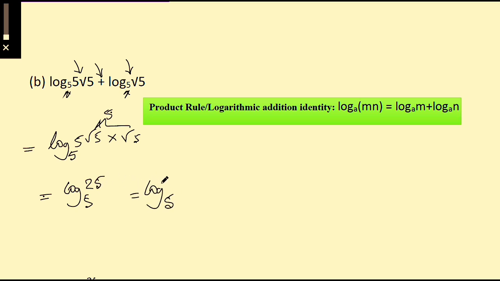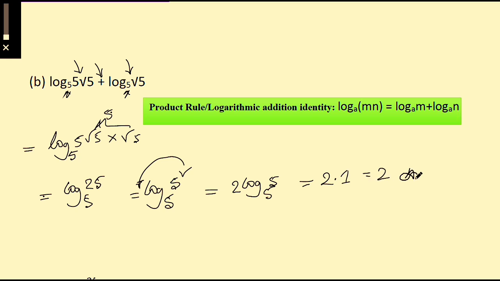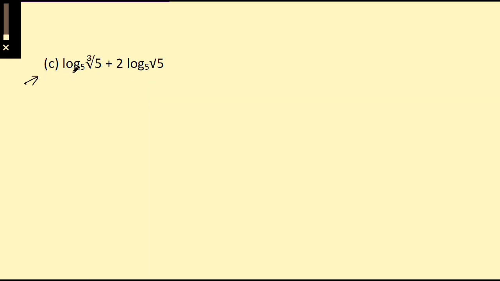So instead of 25 we can write 5 squared, since 25 is a square number. So here the power from the argument we can take as a coefficient of log, then we can write 2 times log 5 to the base of 5. So here the log and base are the same, then this log will be 1. So finally we will get 2 times 1, which is 2.